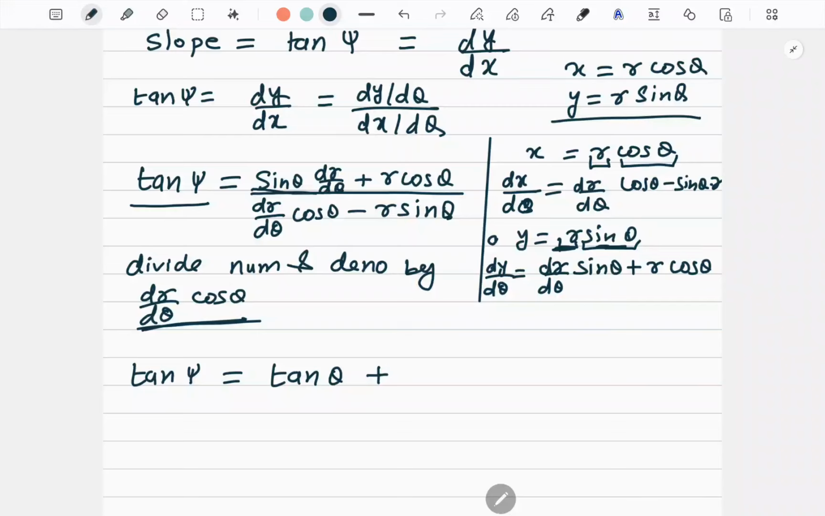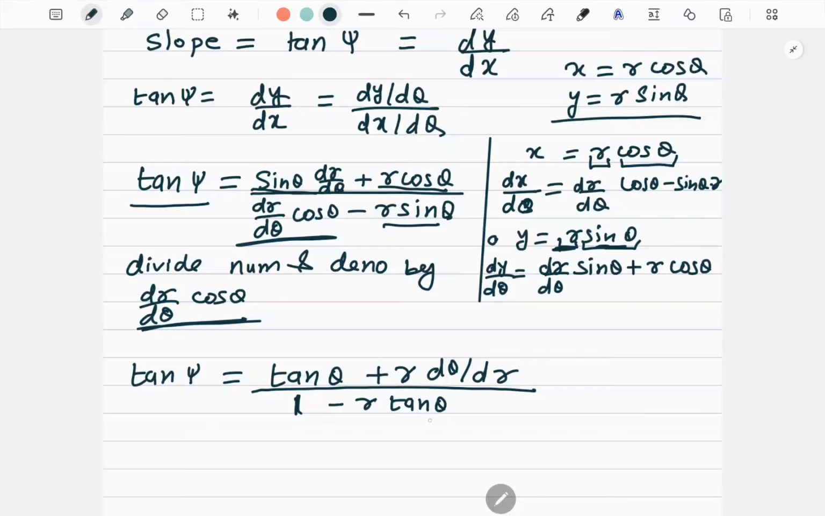Plus. Now cos theta, when I divide this term by this, cos theta will go, and r d theta by dr goes to the denominator. When I divide this by dr by d theta cos theta, I get 1. And when I divide this term by dr by d theta cos theta, what I'll get? Minus r, sin by cos is tan theta. And when I divide by dr by d theta, it will become d theta by dr. Correct? Now this is your equation number 2.